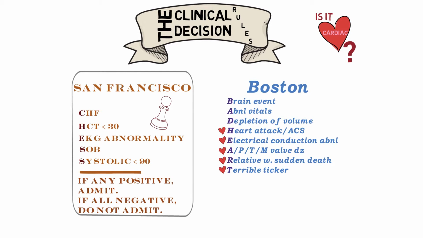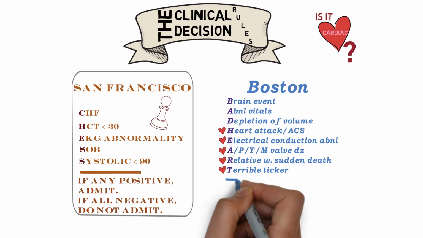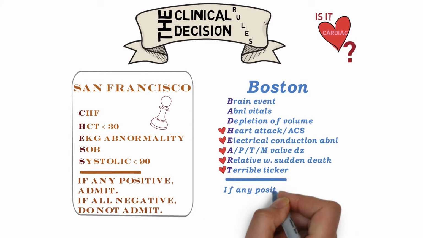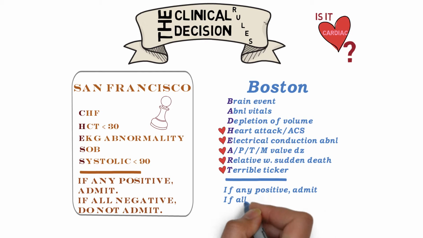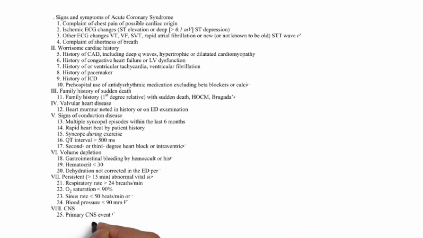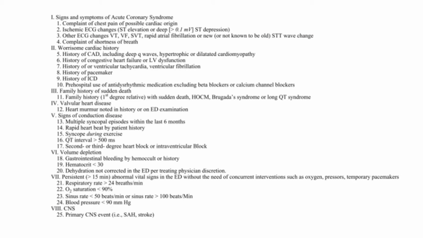The Boston rules state that if any of the criteria are met, you should consider admitting the patient. If all the criteria are negative, you can feel comfortable discharging her. Let's take another minute to go into a little bit more detail about some of these criteria. Here is the actual table from the study listing the criteria. Brain events are pretty self-explanatory and include subarachnoid hemorrhage and stroke.